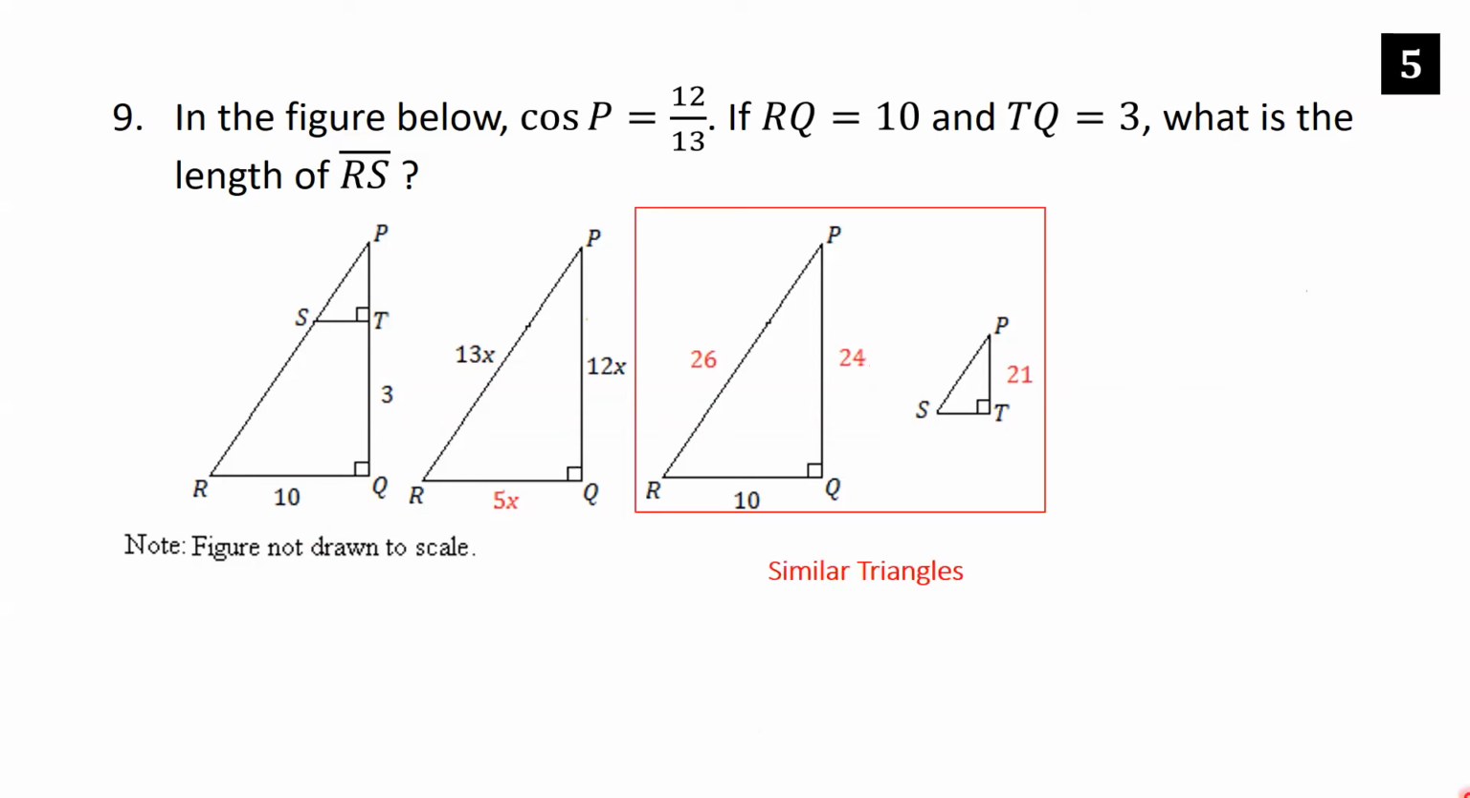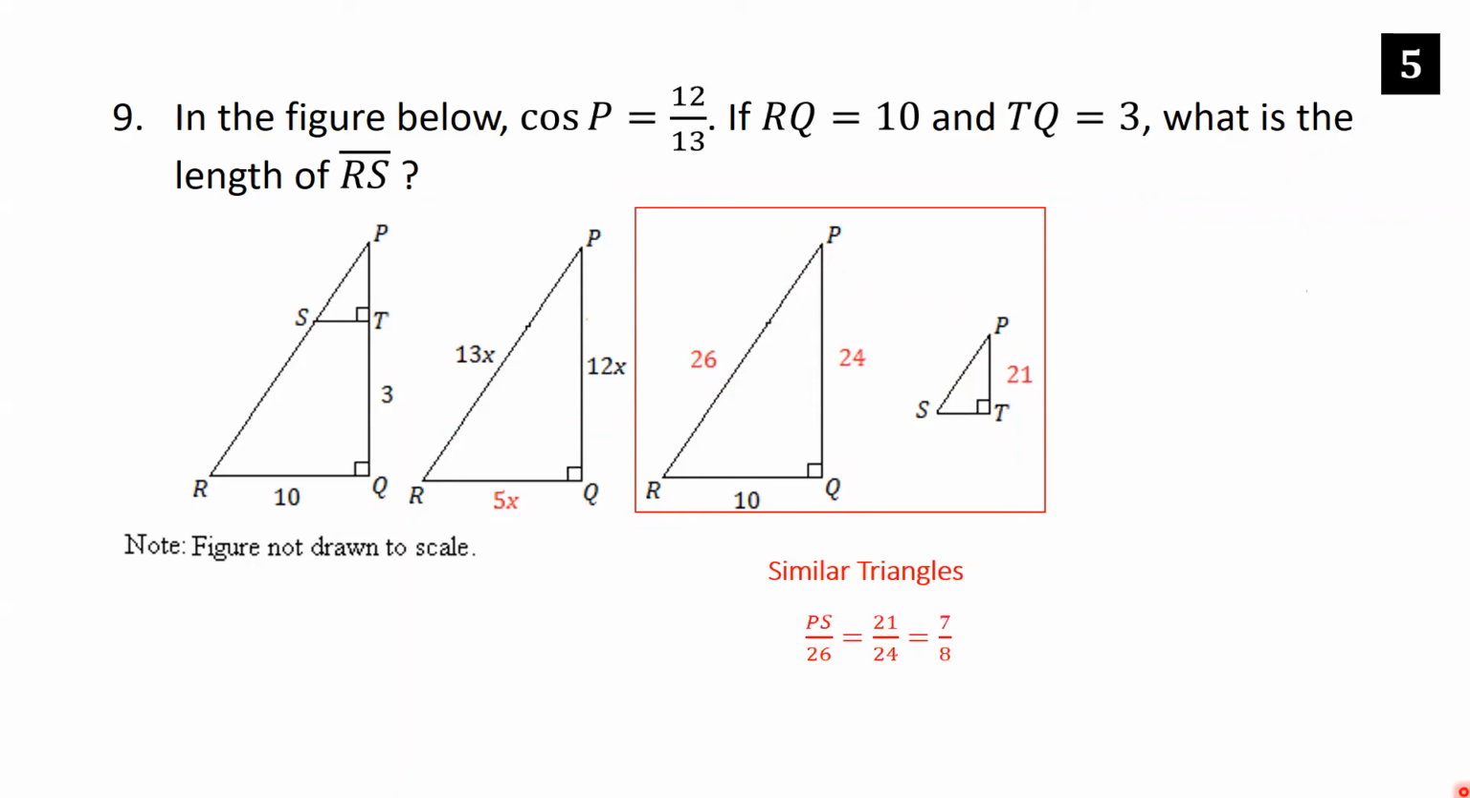Okay. Now, these two triangles here are similar, right? How do we know they're similar? Because they both have 90-degree angles, and they both share angle P. So once you have two angles that are congruent, or that have the same measure, you know that your two triangles are similar. Therefore, the sides are in proportion, and we could write PS here divided by 26 is equal to 21 over 24.